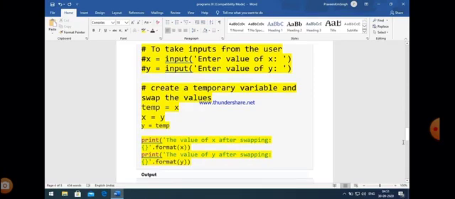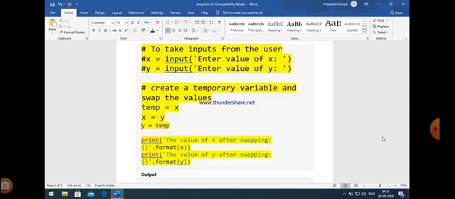You can easily see that the statements are written in the form of a comment here. You should just remove this comment if you want to take user input. So x is equal to input, enter value of x, y is equal to input, enter value of y. Okay, now x and y are any values.